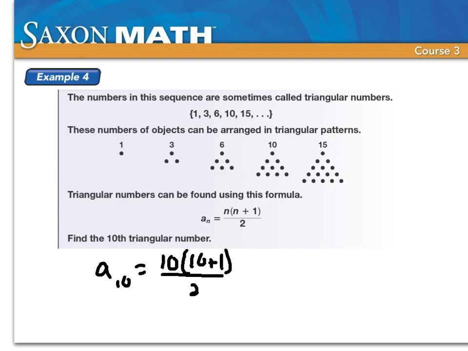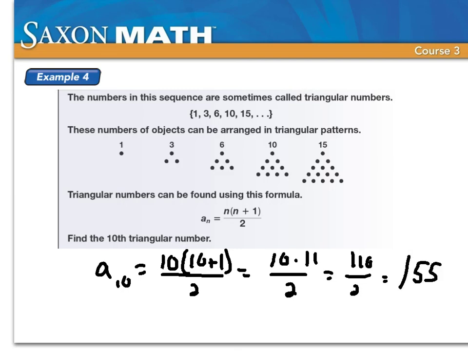all over 2. We do PEMDAS, order of operations, so we do parentheses first. So on top I'm going to have 10 times, and in parentheses 10 plus 1 is 11, all divided by 2. And again, we've got a fraction bar, so I need to figure out the top and the bottom separately. Well, the top, 10 times 11 is 110, divided by 2. And 110 divided by 2 is 55. So 55 is the 10th triangular number.